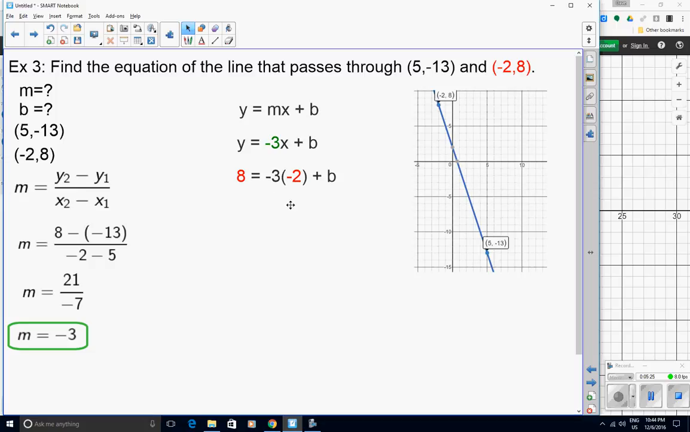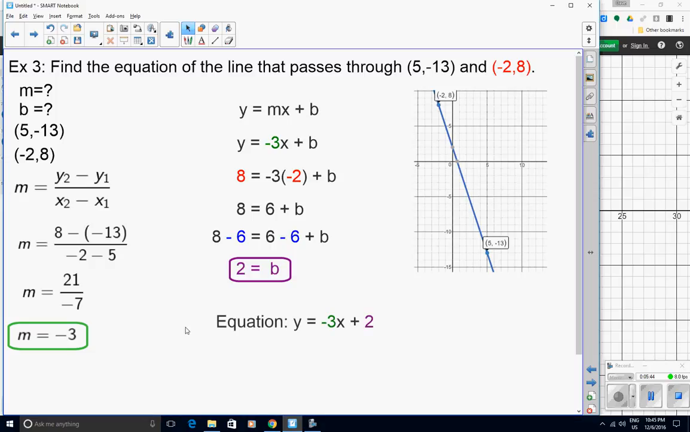Negative 3 times negative 2 is positive 6. And we can solve the equation here by subtracting 6 from both sides. 8 minus 6 is 2. And we're left with a b on the right. We have m, we have b. We can plug them into the equation for a straight line, giving us y equals negative 3x plus 2.